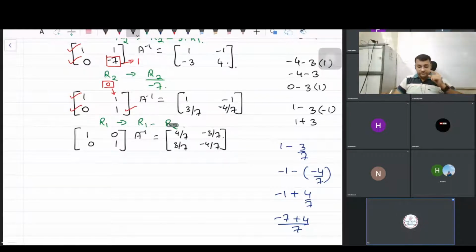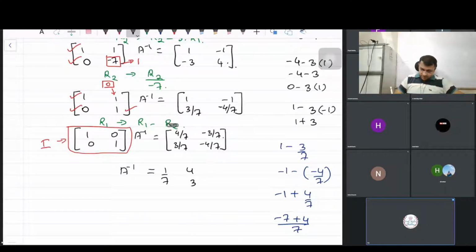If you observe on the right hand side, all the elements are having a common denominator of 7. So if you remember, we have done this kind of a working in the last lecture. This element is equal to I. So I into A inverse will be A inverse only. So I get 1 by 7, 4, 3, minus 3 and minus 4. So yes, this comes out to be your required answer of A inverse.